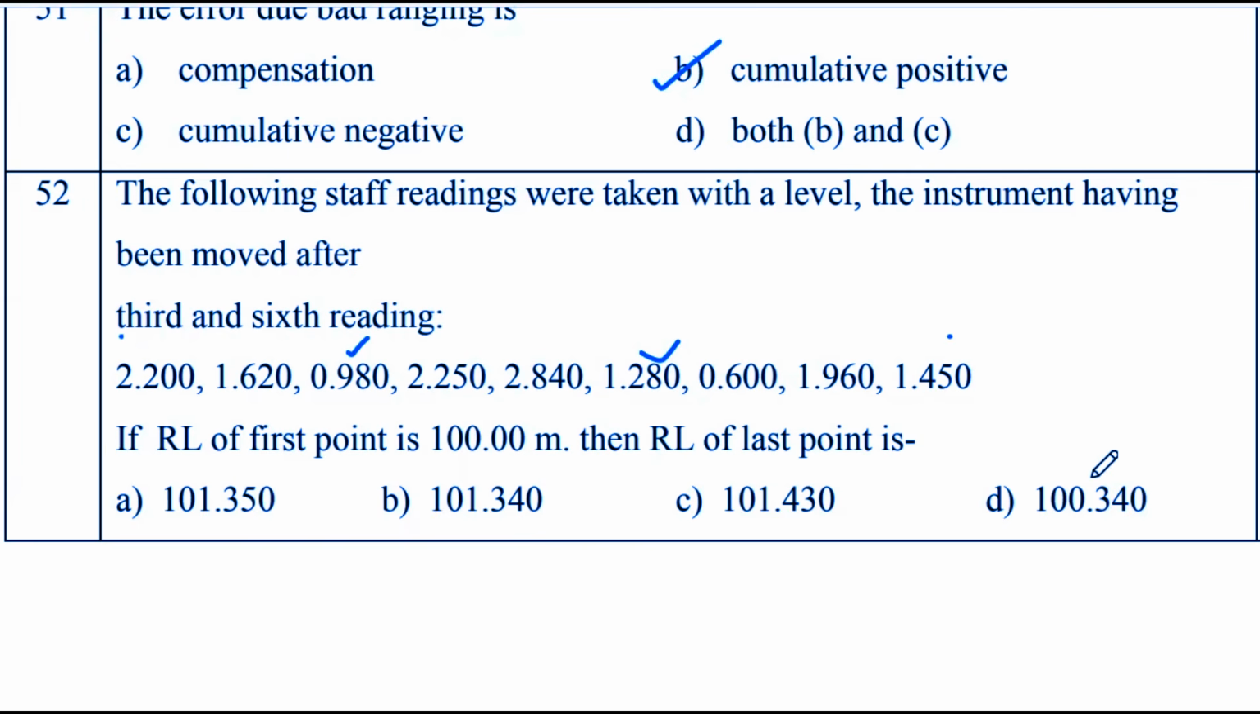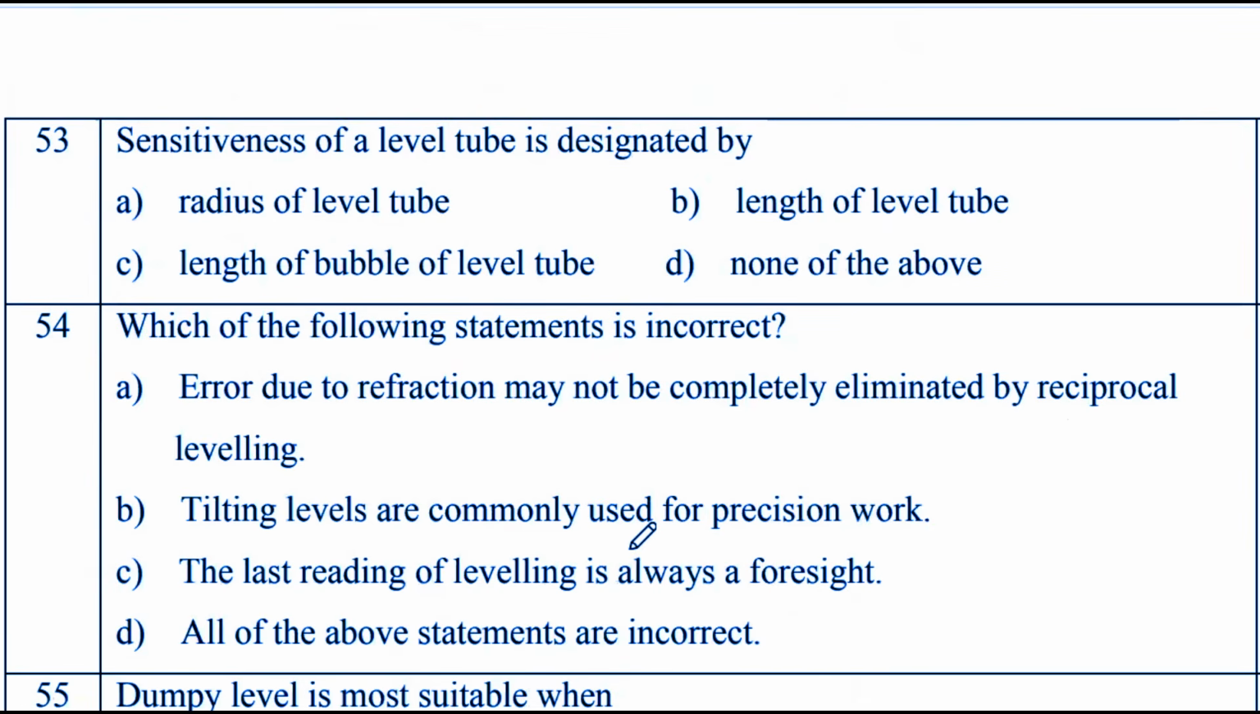So calculate this, and after calculation you will get 101.340. Sensitiveness of a level tube is designated by the radius of the level tube.